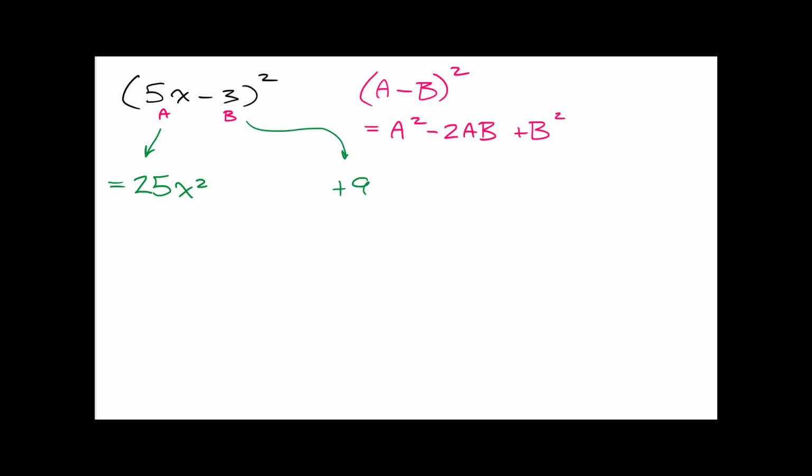Now watch what happens when we multiply the 2 in the middle together. What is 5x times negative 3, right? Well, 5x times negative 3, what would that give us? Negative 15x, and then we double it, right? Twice, 2 of them. So if we double it, that's going to give us negative 30. So let's put in the middle, negative 30x. And there you go, binomial expansion.